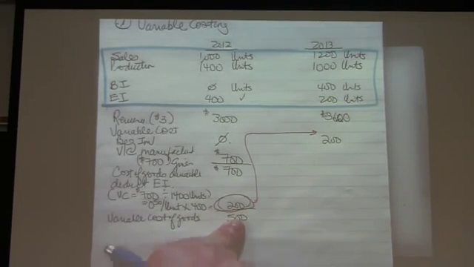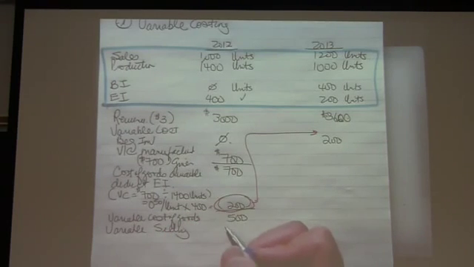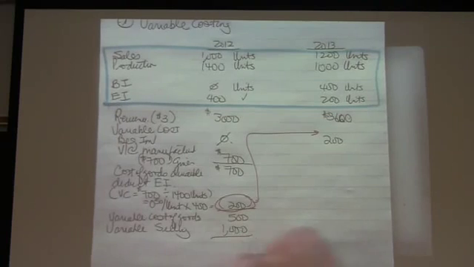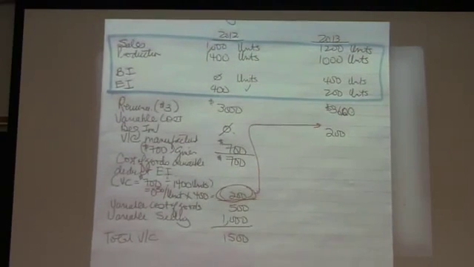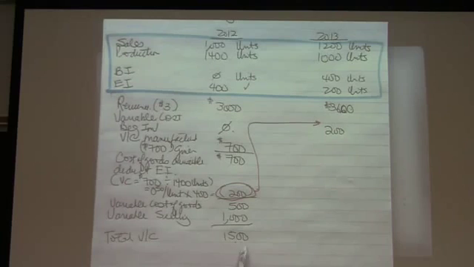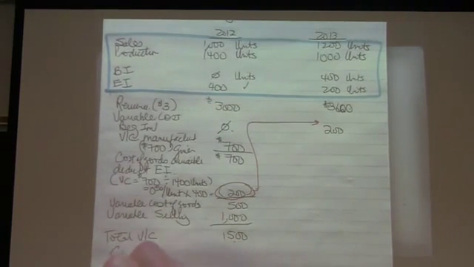Now, you need to add in the variable selling. That one is 1,000, and that's given to us as well. And this gives me total variable cost of 1,500. And the difference between 1,500 and 3,000 is called contribution margin.